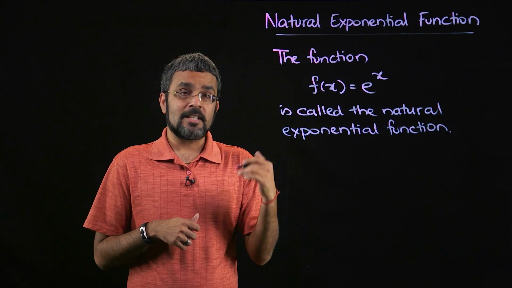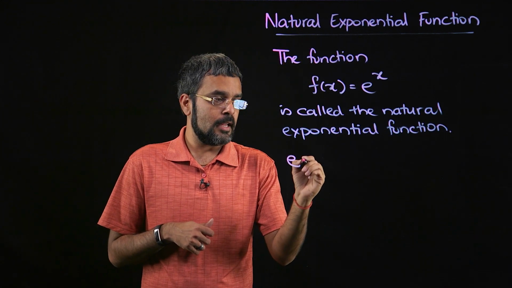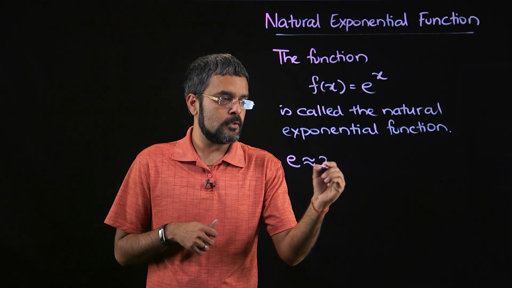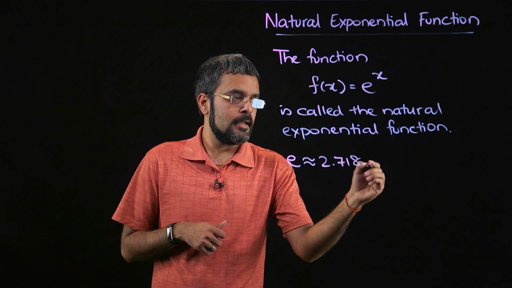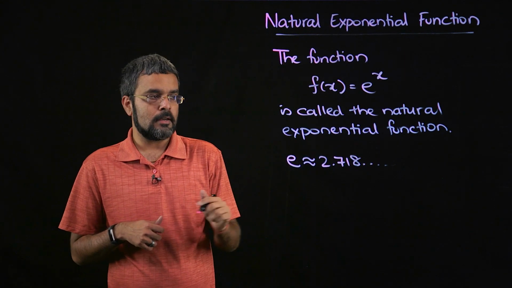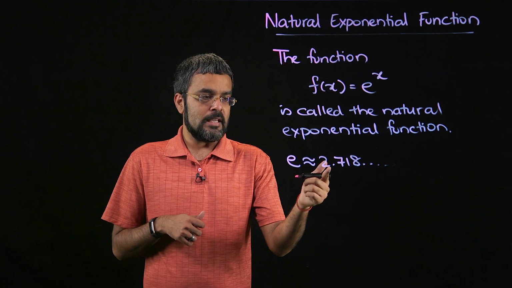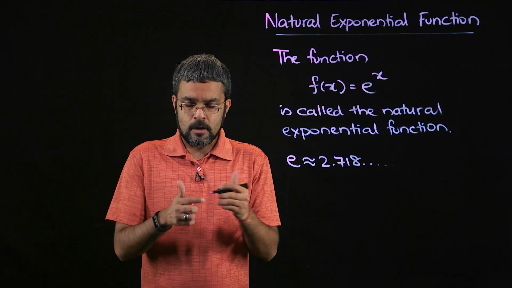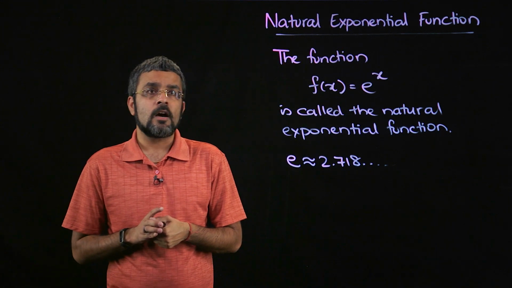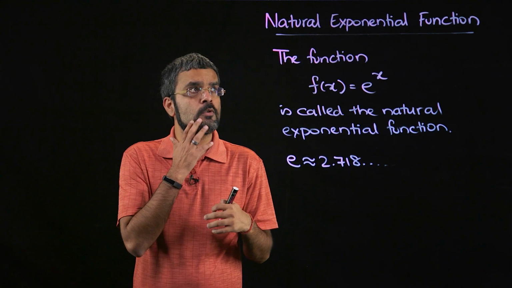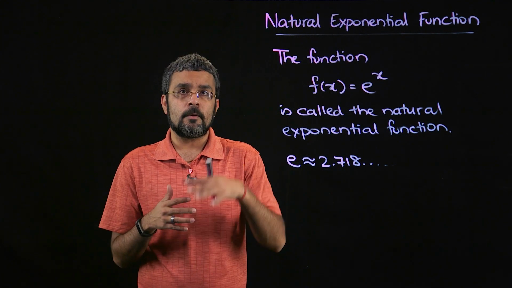Well, the e is just like pi, e is also a constant, and e is approximately equal to 2.718, and it goes on, right? It doesn't stop. So that's your number e. Now, why do we need this function? Because we need this function when we talk about compound interest. We are talking about what if I increase the number of compounding, right?